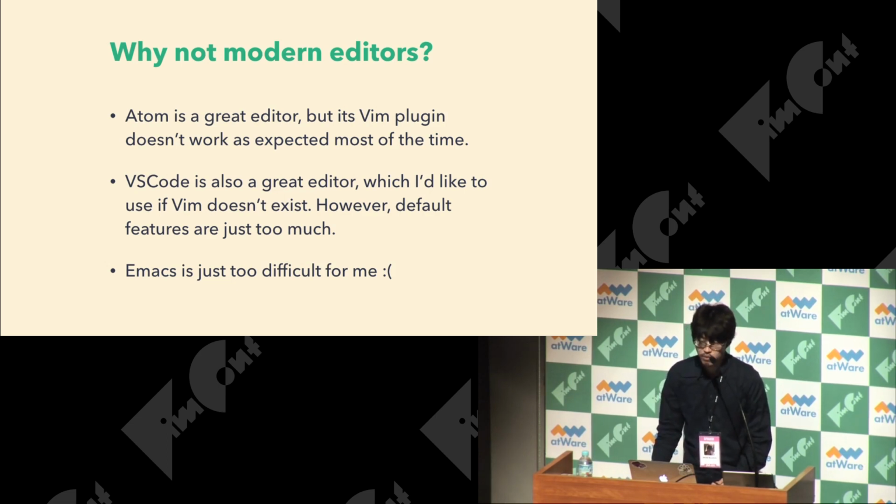Well, Atom is great, but I'm so accustomed to Vim, and its Vim plugin is actually not that great. So, well, this is kind of a weird reason because it assumes that I use Vim already. And VS Code is also great. And actually, its Vim emulation plugin is better than Atom's one. So I tried it, and I kind of like it. So maybe this can be an alternative. And Emacs is, well, I'm sorry, but it's just too difficult for me, or my left finger. It's important. I mean, my left finger is important.